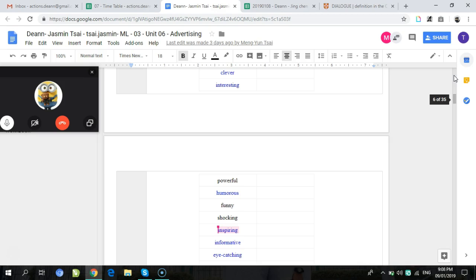Now, what about inspiring? What makes an advertisement inspiring? It is important to keep working hard, or make more efforts in their lives. Oh yes, it's motivating.